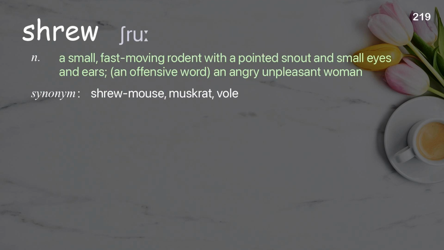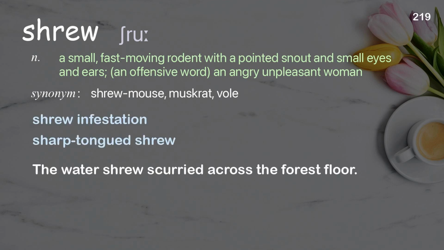Shrew. A small, fast-moving rodent with a pointed snout and small eyes and ears; an offensive word for an angry, unpleasant woman. Examples: Shrew infestation. Sharp-tongued shrew. The water shrew scurried across the forest floor.